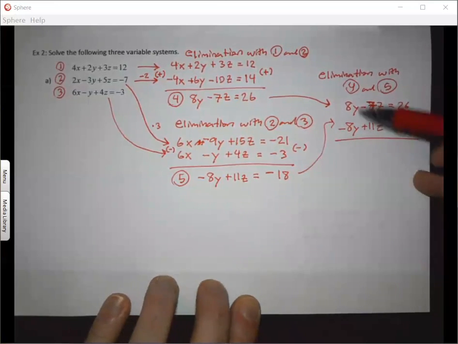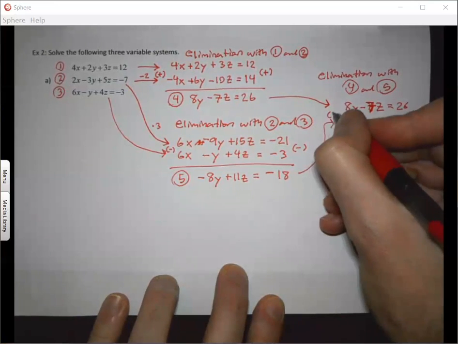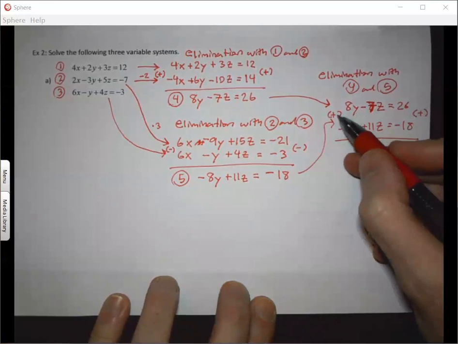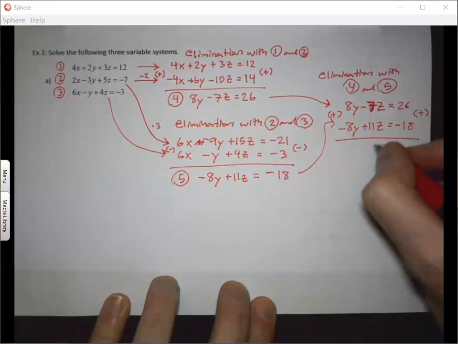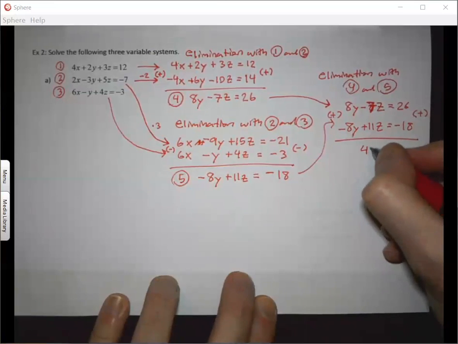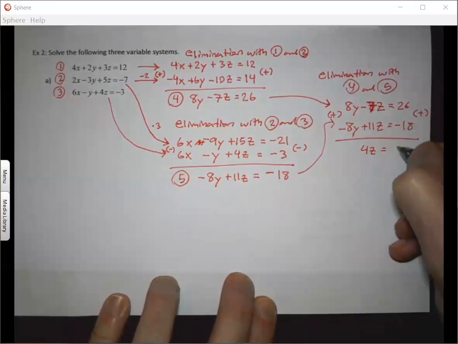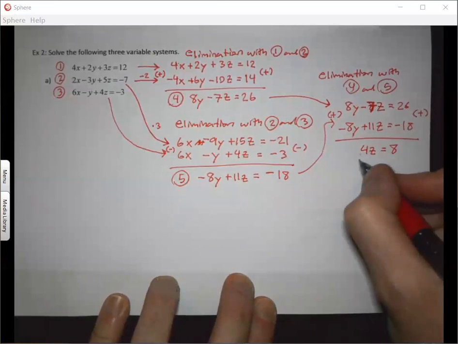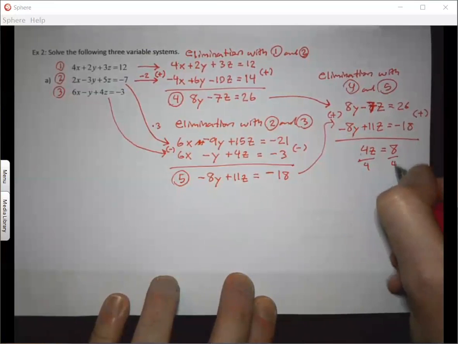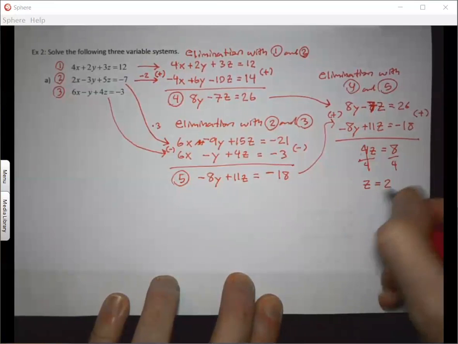Now to get the y's to add to 0, add this time. 8 plus -8 is 0. -7 plus 11 is 4. 26 plus a negative 18, or 26 minus 18, is 8. Now I have a pretty simple equation I can solve. I'm going to divide both sides by 4, and we see that z is 2.